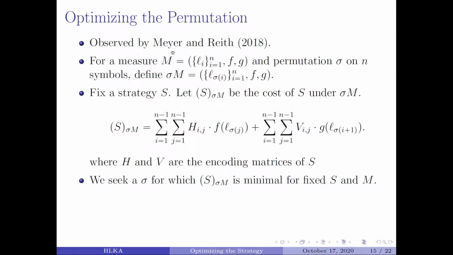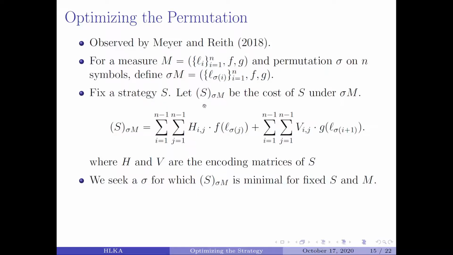This was first observed by Meyer and Reith. They noticed that you could just reverse the order from ascending primes to descending primes to get increased performance, but we can do better than that. For a measure m and a permutation sigma, we'll define sigma m as the measure where the li's are permuted according to sigma.